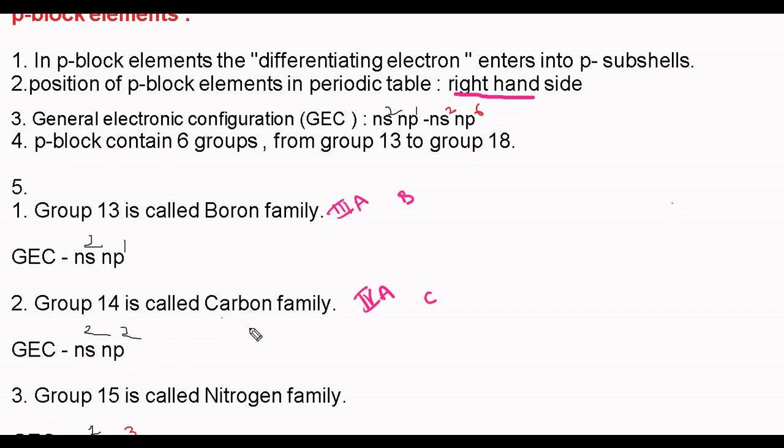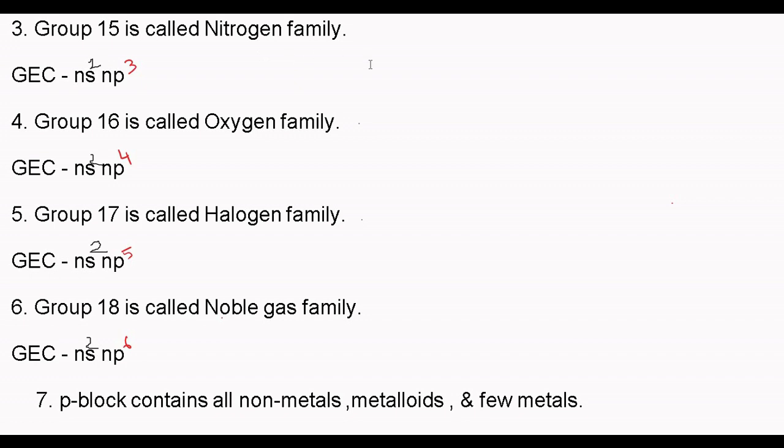And the fifth group, we call it the 15th group or nitrogen family, or the 5th A group. General electron configuration for this 15th group is ns2 np3. In the nitrogen family, the elements are nitrogen, phosphorus, arsenic, antimony and bismuth.